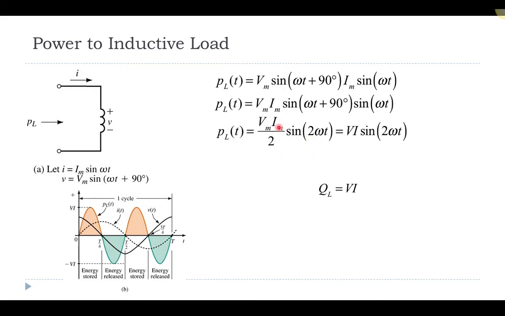Well, first of all, I should say here that I can write the amplitude of each of the voltage and the current over 2. I can separate out this 2 as the square root of 2 times the square root of 2, and I can write those as the effective values or the RMS values. And then if I were to average this over one cycle, the average of a sine function of twice the angle here over one cycle, the average power is going to be 0. So the average power for an inductor connected to an AC source is always going to be 0.